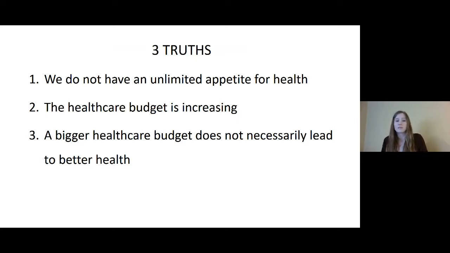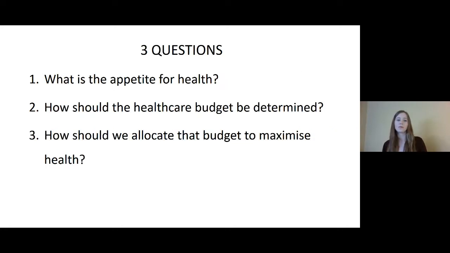And these are the foundational truths of health economics. This is really what underpins the whole field, is knowing these three things and trying to work out what to do about them. And it results in three questions. The first being, what is the appetite for health? Relative to all those other things we could spend money on, how much money should we spend on health? How much do we care about it?